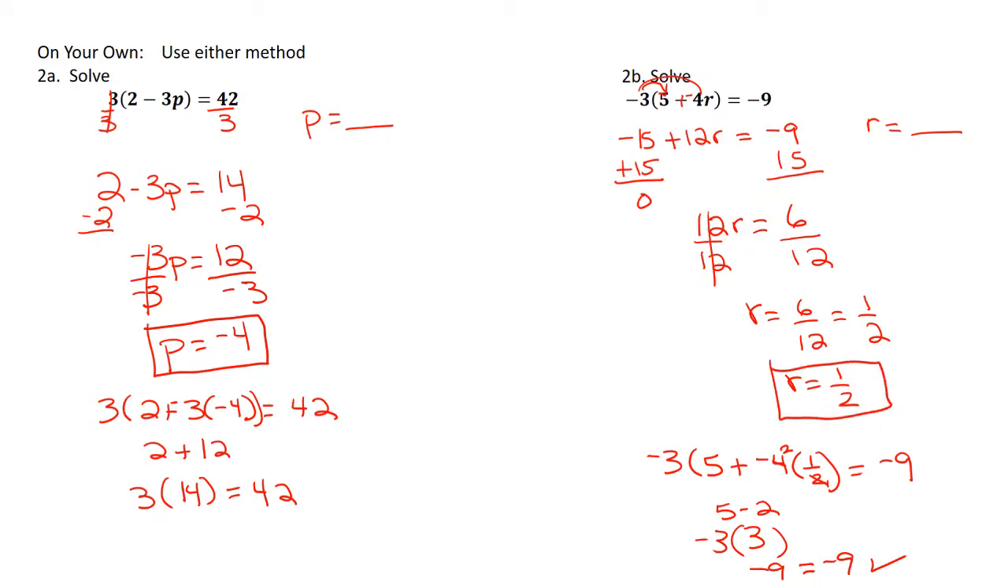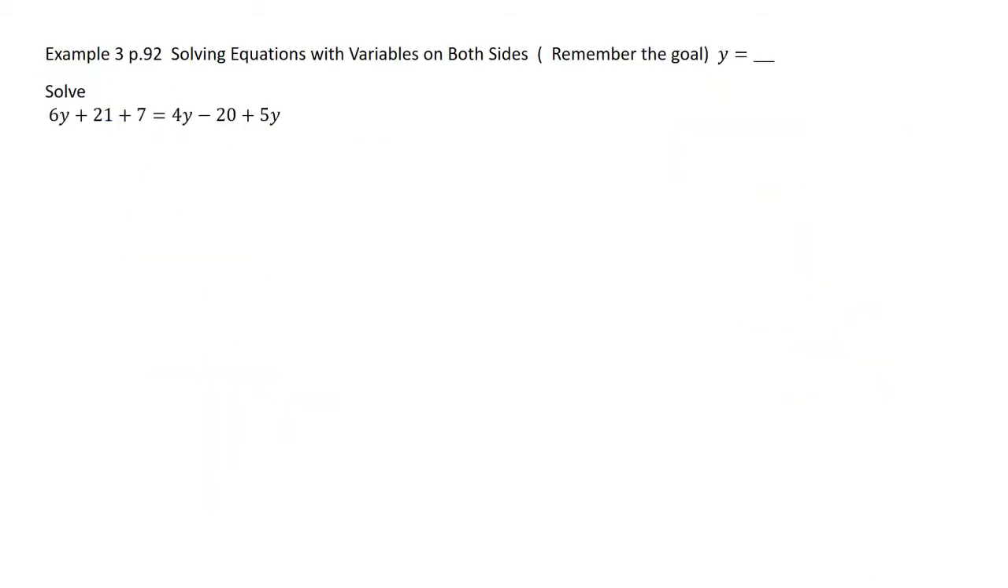Again, if you solved it a different way, that's fine, as long as you came up with the correct answer, R equals 1/2. All right, sometimes your variables are going to be on both sides of the equation, and when we do that, we have to always remember our goal of y equals something. All right, so the first thing we want to do is put our similar terms together.